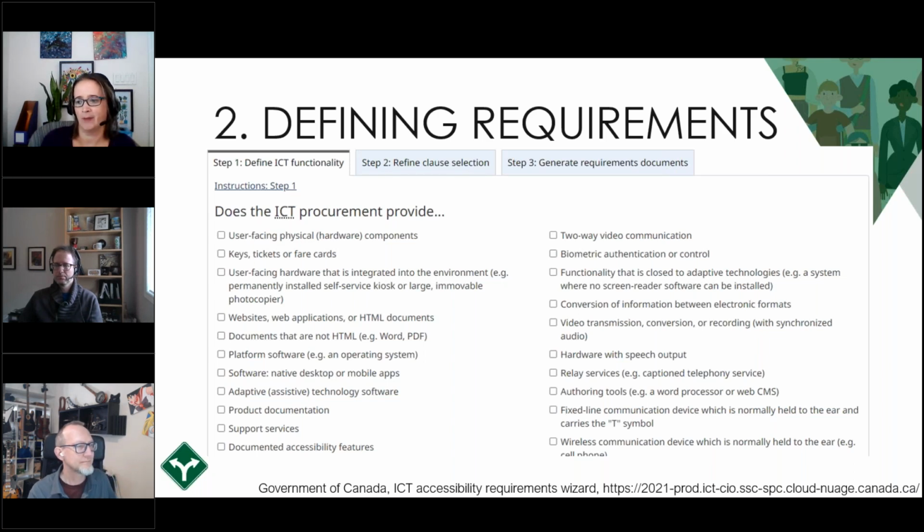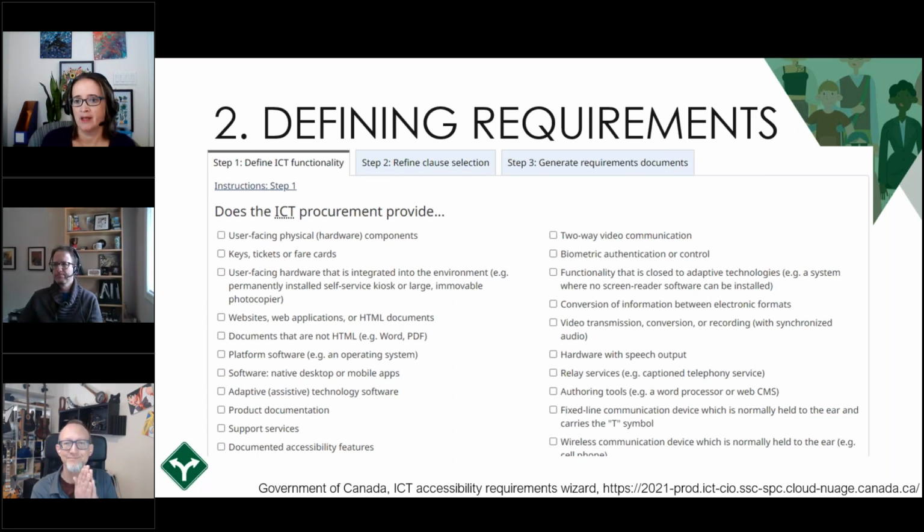Because what you need to be thinking about, just some of the examples on the screen, if we're talking about fare cards versus two-way video communication, or hardware with speech output, what you need to be thinking about from an accessibility perspective is going to differ for each of those different technologies, or what elements are included within that. And Kara, I shared the link in the global chat.